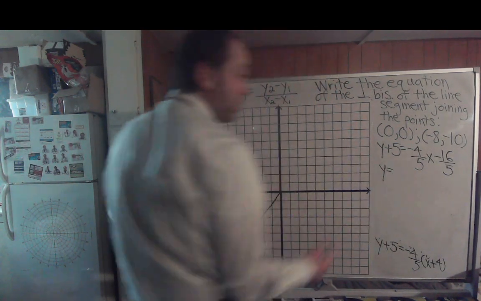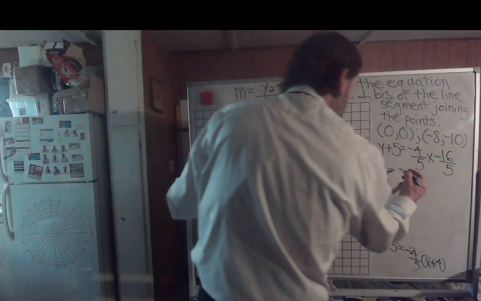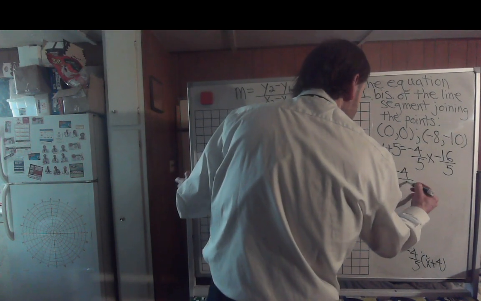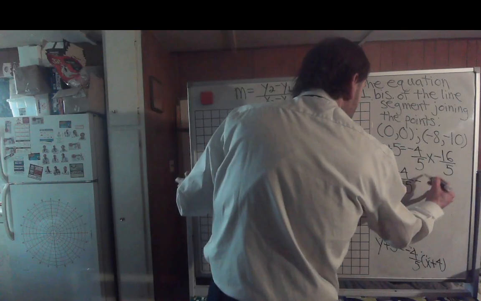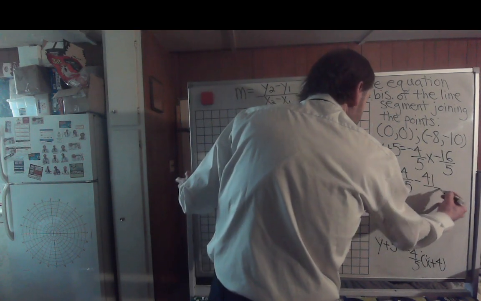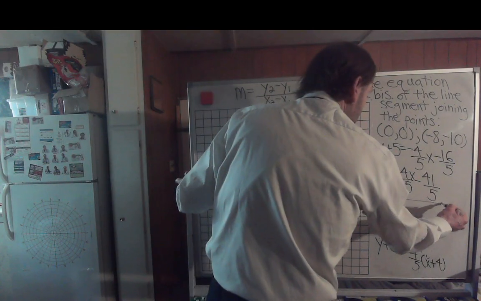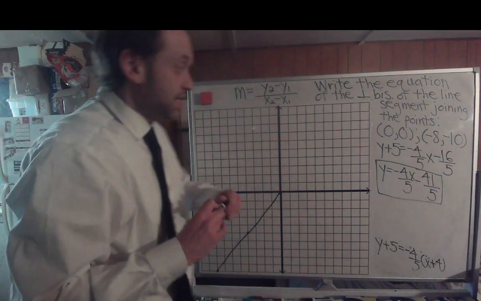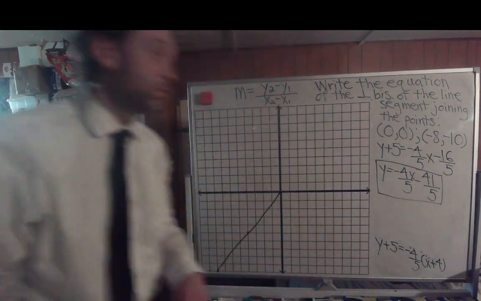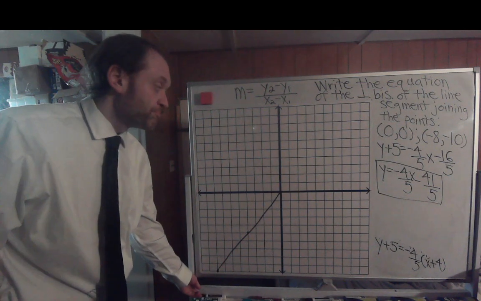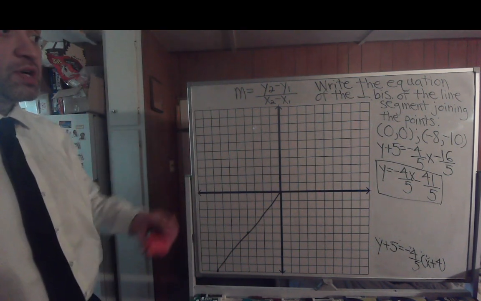which then means for the final form we want it in slope intercept. This would be -4/5 x minus 41/5. So here is the equation of the perpendicular bisector to this line. It's going to be y equals -4/5 x minus 41/5. That would be the answer.